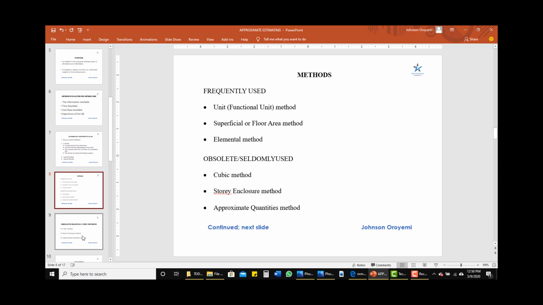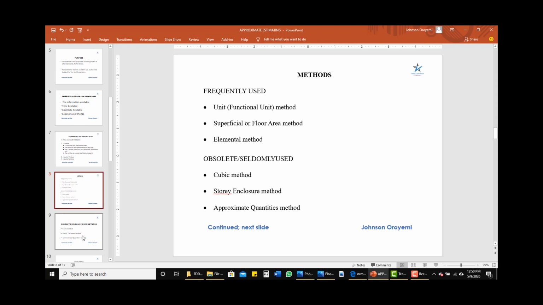Now, if you look at the subheading that I have here, I said obsolete or seldom used, because I can't say that approximate quantities is obsolete. It's just that it requires more information and is usually used at the later stage of a project. Most of the time it's not used at the feasibility study stage, because there might not be enough information to prepare a preliminary estimate using the approximate quantities method.